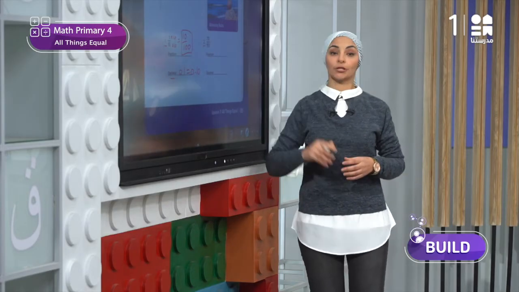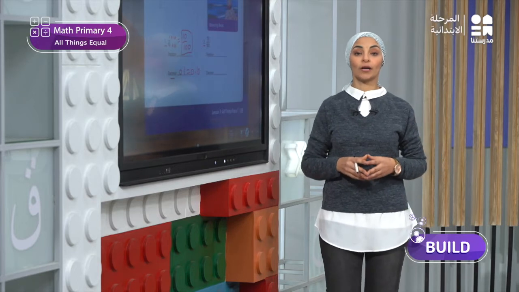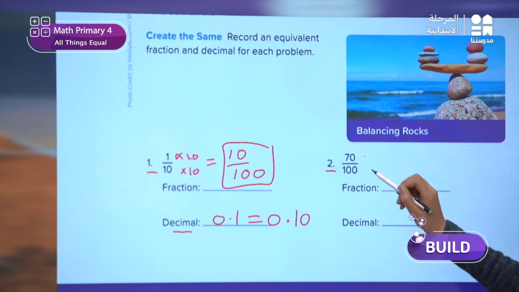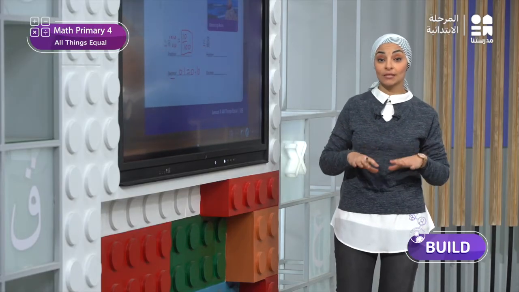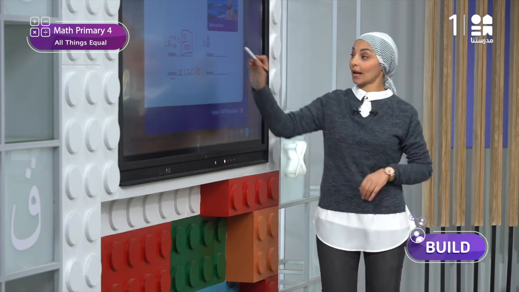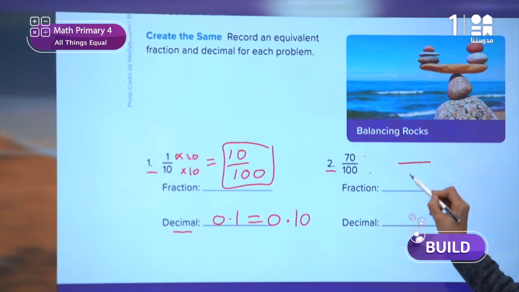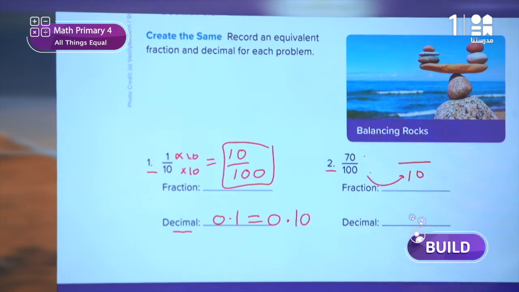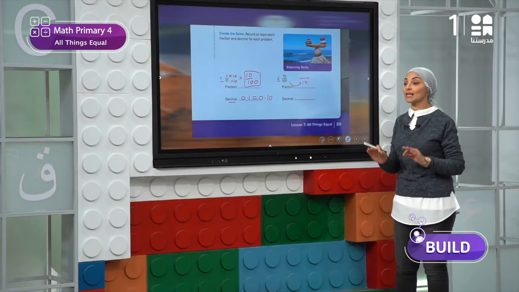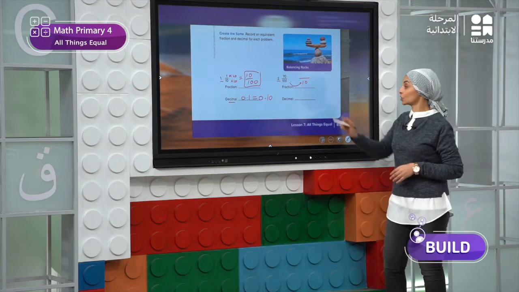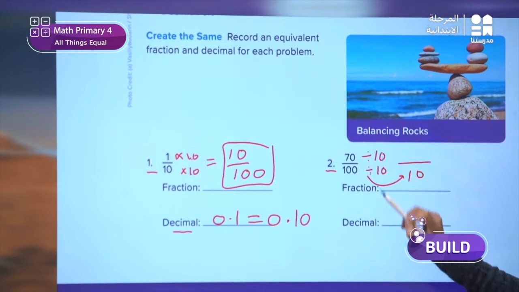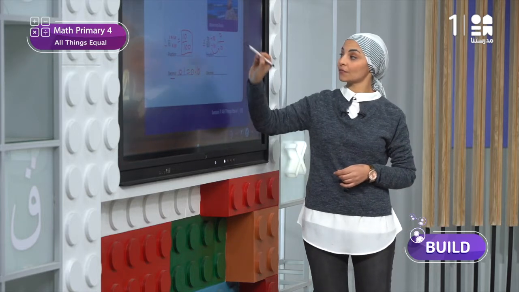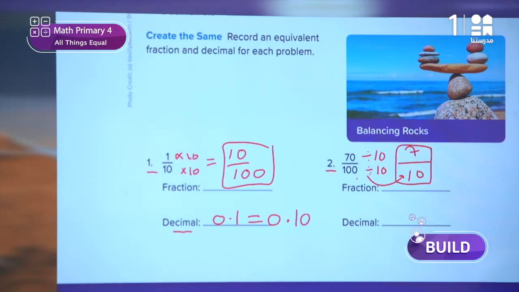Let's move to problem number 2. We need to find the fraction equivalent to 70 over 100. Now we need to think how to change the denominator 100 to 10. 100 becomes 10, becomes smaller, so I must use division. 100 divided by 10 gives me 10, so I must make 70 divided by 10, which equals 7, right? So the equivalent fraction of 70 over 100 is 7 over 10.